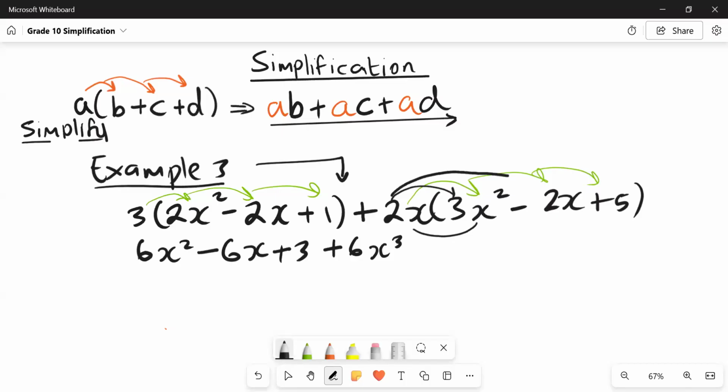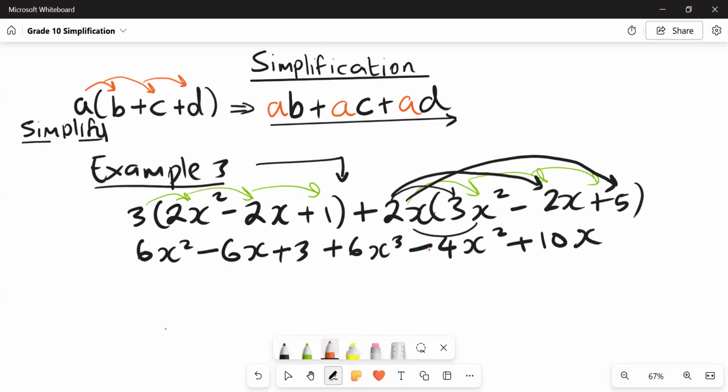Now 2 times negative 2, that's minus 4. x times x, that's x squared. Perfect. Now 2x times 5, that's plus 10x. Now we are left with only one thing, which is to collect our like terms.